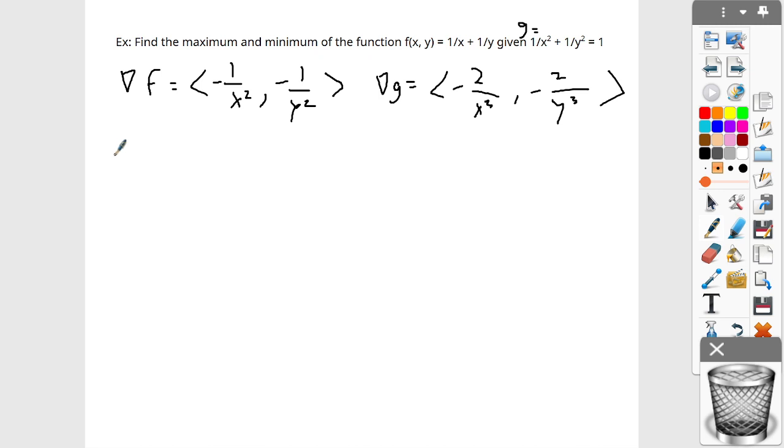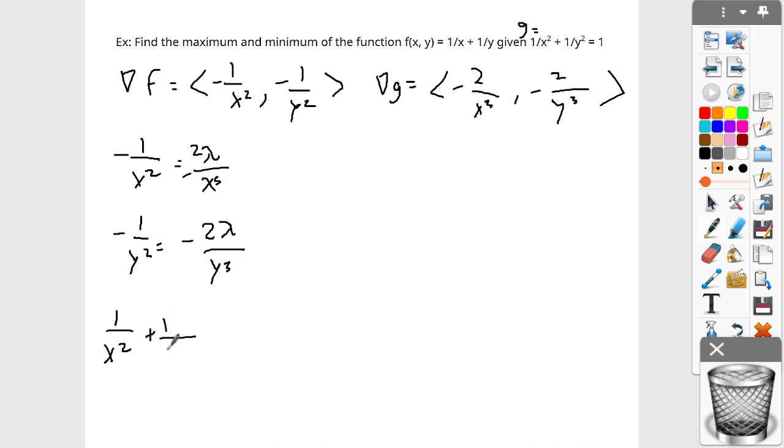So what does this mean? This means that -1 over x squared is equal to lambda times -2 over x cubed. And then -1 over y squared is equal to lambda times -2 over y cubed. And we have the constraint as well, so I'm actually just going to write that out: 1 over x squared plus 1 over y squared is 1.